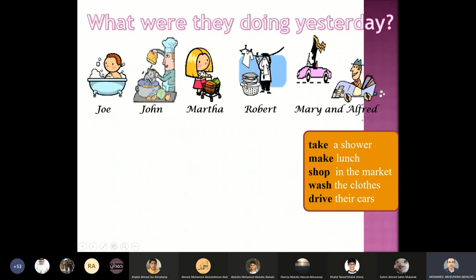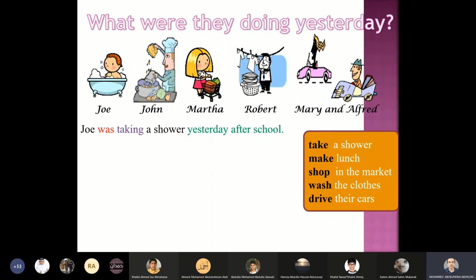Here we have got 6 people and you can see 5 actions or activities. Okay. The question is, what were they doing yesterday? You have to write a complete sentence in the past continuous to describe what were they doing. Let's start with Joe. Joe was the first one. Joe, what was Joe doing yesterday? Joe was taking a shower yesterday after school.